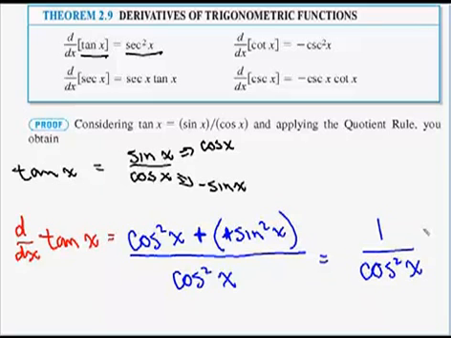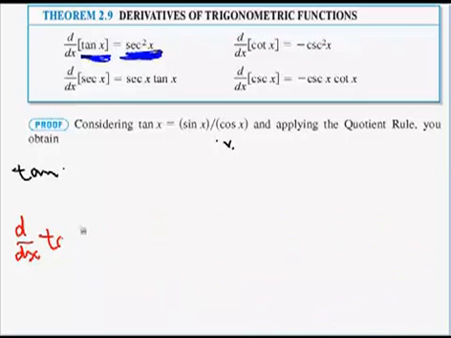And what is the identity of 1 over cos squared? Well, that's secant squared. Secant squared of x. And that's what we were looking to prove. The derivative of tangent is equal to secant squared. Again, the other 3 are left in the homework, and those are some good problems.